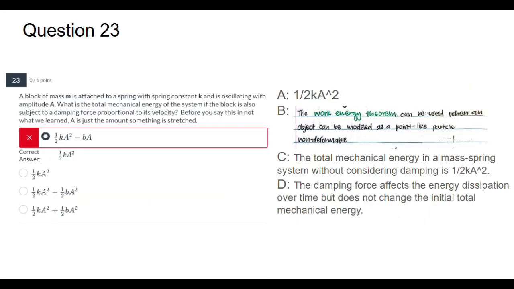The correct answer to 23 was 1/2 Ka squared. The total mechanical energy in a mass spring system without considering damping is 1/2 Ka squared, and then the damping force affects the energy dissipation over time but does not change the initial total mechanical energy. And then I have notes about the work energy theorem to back this up as well.